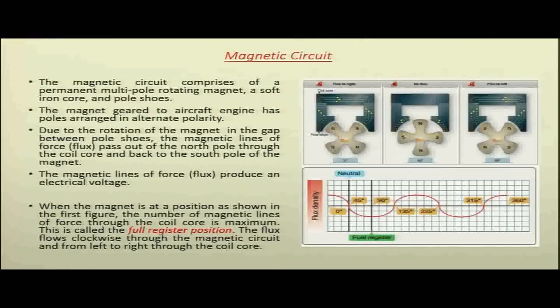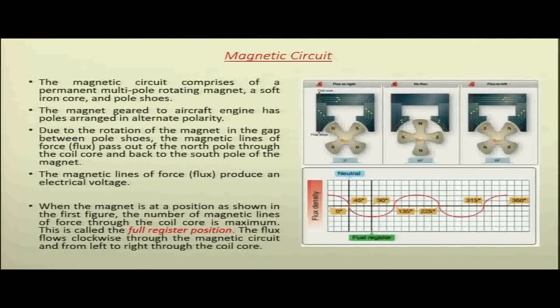The magnet geared to the aircraft engine has poles arranged in alternate polarity. This magnet is meshed to the aircraft engine. You can see here north, then south, again north, then south, then north again. So you have alternate polarity. It is a rotary type magnet which is geared to the aircraft engine.